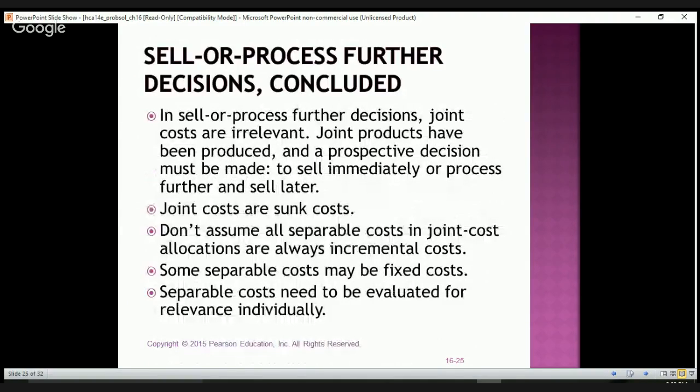In sell or process further decisions, joint costs are irrelevant. Joint products have been produced, and a prospective decision must be made to sell immediately or process further and sell later. Joint costs are considered sunk costs. Don't assume all separable costs and joint cost allocations are always incremental costs. Some separable costs may be fixed. Separable costs need to be evaluated for relevance and individuality.